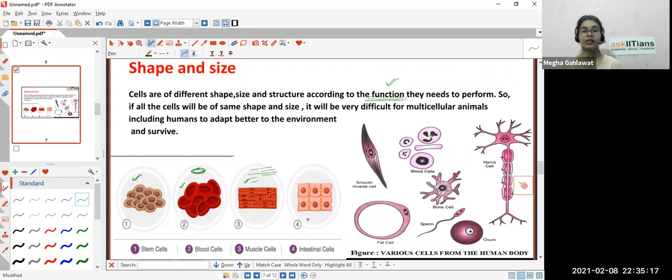And then we have the intestinal cells. Now, why are intestinal cells like this? Why are they square and why are they flat? Because they have to absorb a lot of things and they have to make a tube, which is the small intestine. So in order to arrange themselves in a tube-like manner, in a lumen-like manner, they are arranged in such a way and they have such a shape.